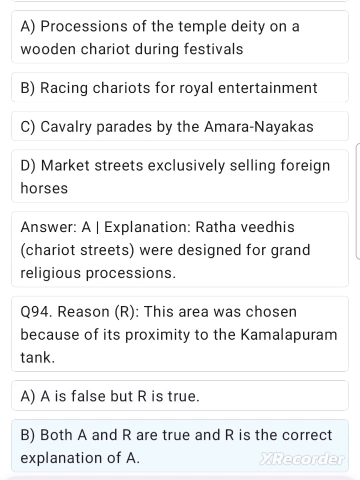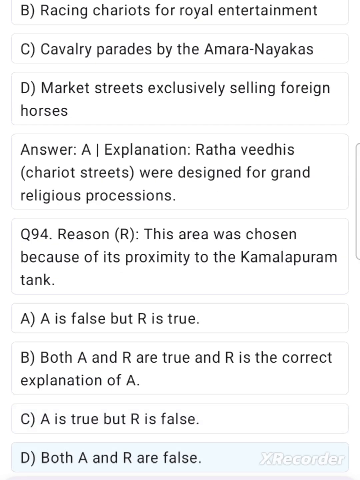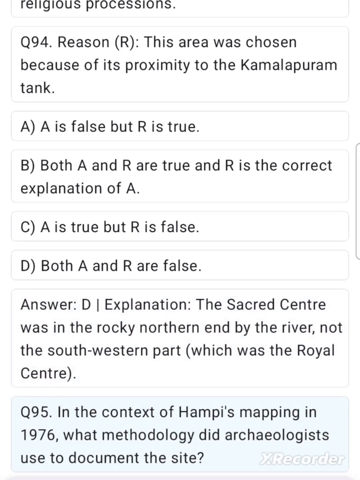B. Both A and R are true and R is the correct explanation of A. C. A is true but R is false. D. Both A and R are false. Answer. D. Explanation. The sacred center was in the rocky northern end by the river, not the southwestern part, which was the royal center.